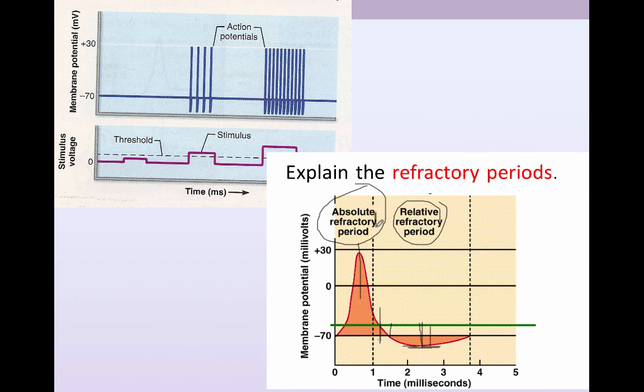Absolute refractory period, we cannot get another action potential no matter what. Relative refractory period, we can, but it requires a stronger stimulus. Notice that the relative refractory period does not end until we get back up to our resting membrane potential of negative 70 millivolts.